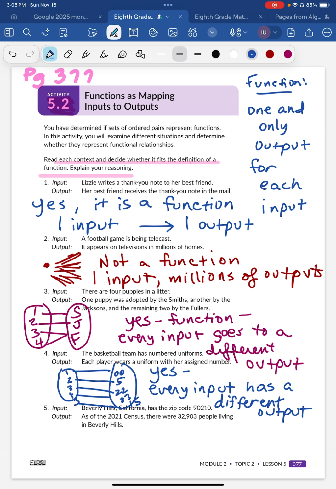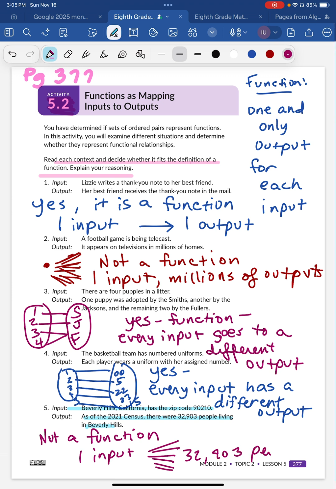Okay, last scenario. Beverly Hills, California has a zip code of 90210. As of the 2021 census, there were 32,903 people living in Beverly Hills. So, no, this is not a function because you have one input, the zip code, going to 32,903 people. So, that would not be a function. So you should be getting the hang of that by now, but we can talk about any questions that you might have.